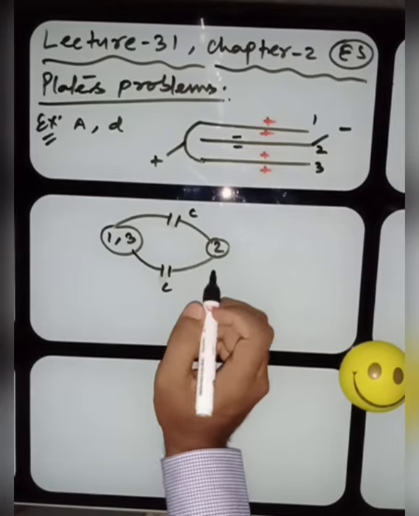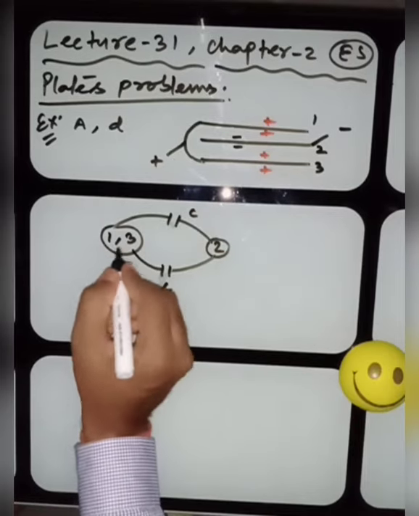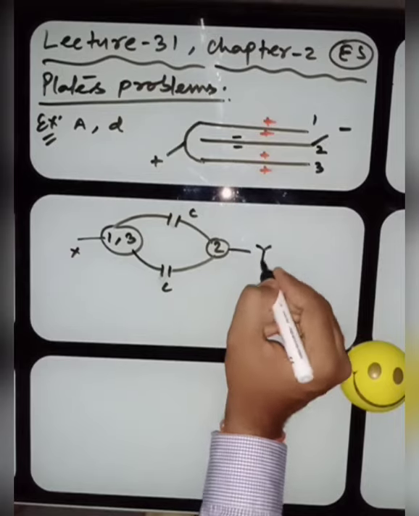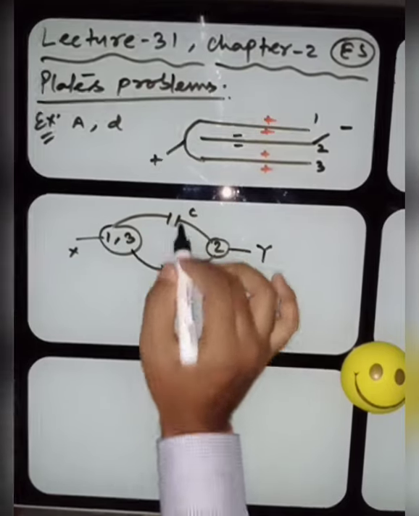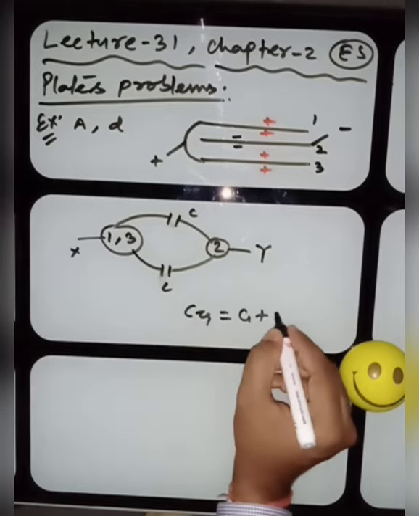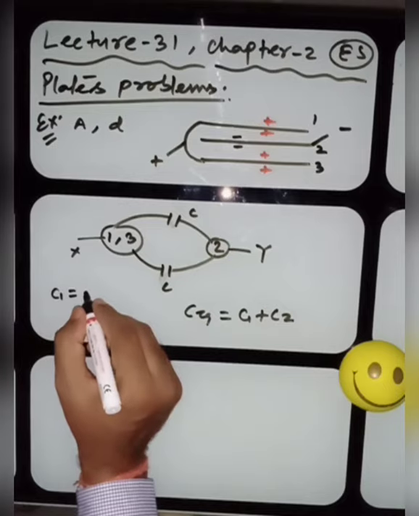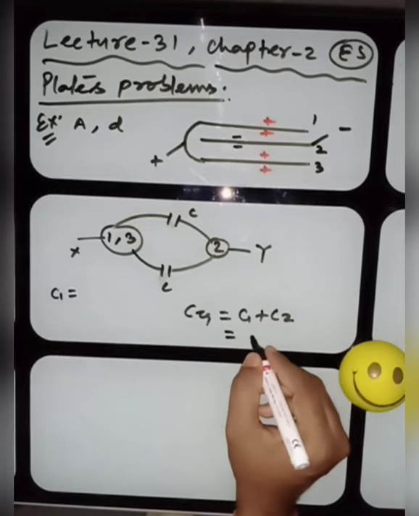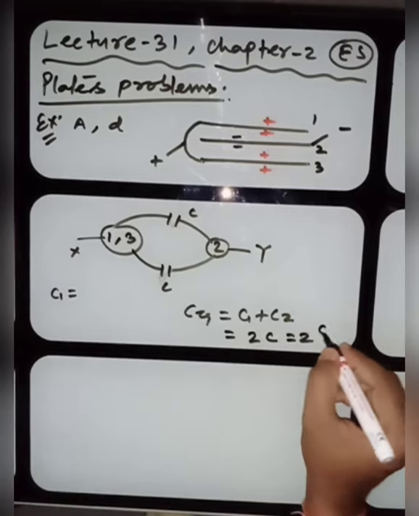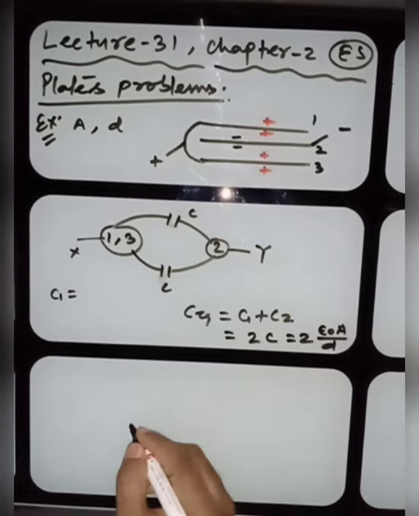Now find out the terminals. The X terminal is at 1 and 3, and the Y terminal is from 2. Now this is very easy, you can see both are in parallel. So C equivalent will be C1 plus C2. C1 and C2 are both identical, that's why it is 2C, and C is epsilon naught A by D, so the answer is twice epsilon naught A by D.